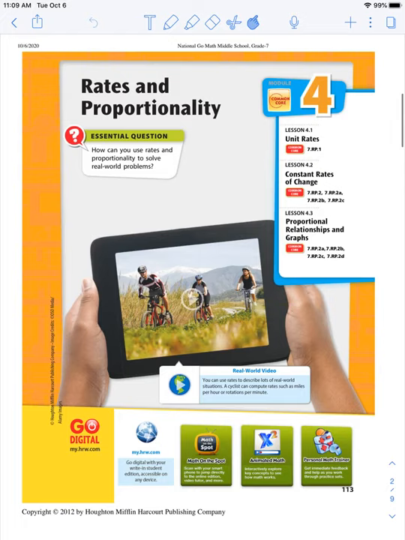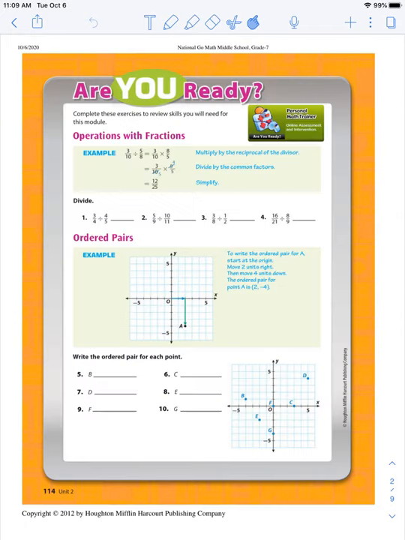Hello 7th graders, and welcome to lesson 4.1 on unit rates. Chapter 4 is going to be on rates and proportionality. Okay, so before we begin chapter 4, there's a couple topics we need to review first.